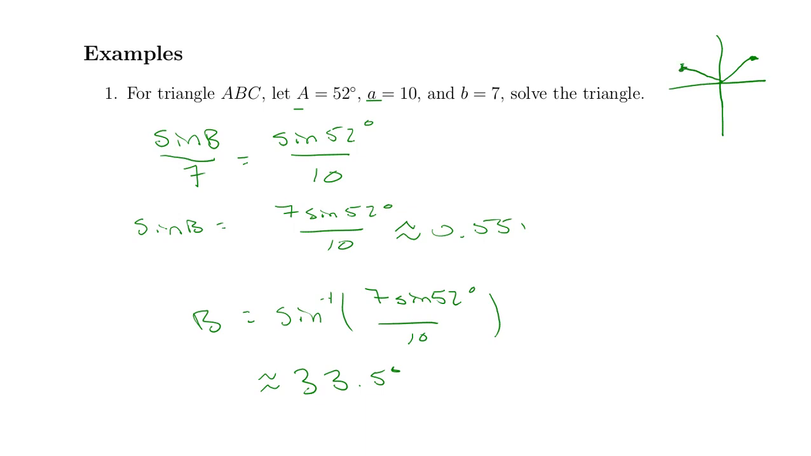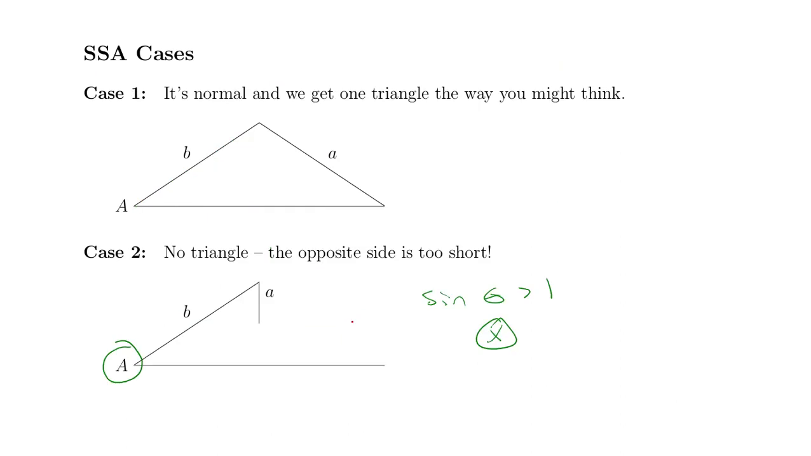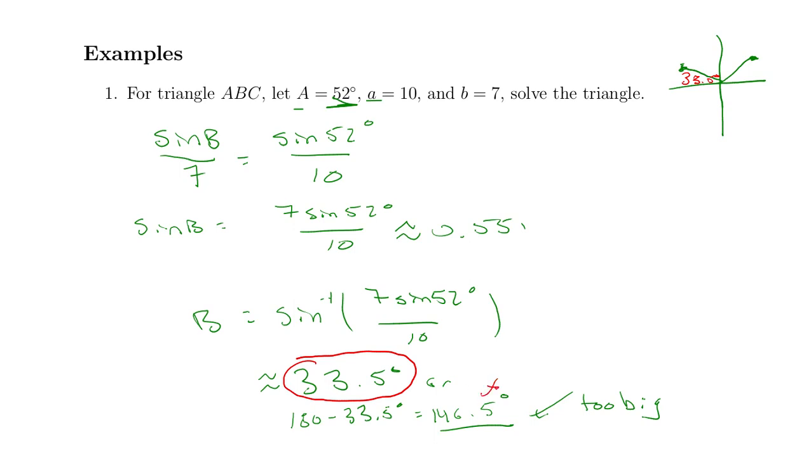This angle could also be this one, which is 180 minus 33.5 degrees, because the reference angle there is 33.5 degrees. So I'm going to say or 180 minus 33.5 degrees, which is 146.5. But notice 146.5 plus 52 degrees, that's too big. So this is the only one that we actually care about. That's the only one that works. So far, if I go back to these, we're in this first case where we have one triangle because that second angle wasn't going to work.